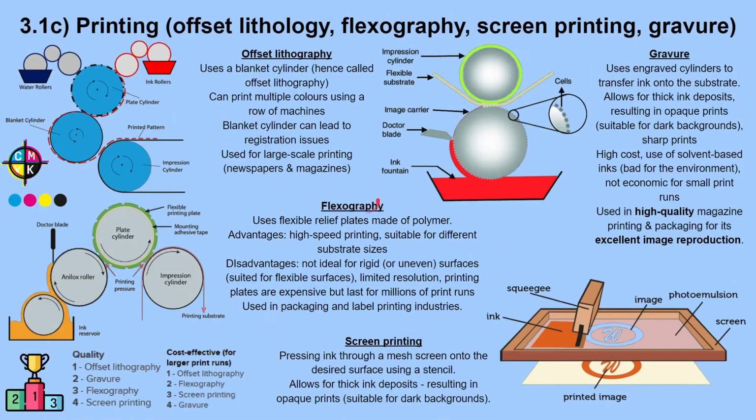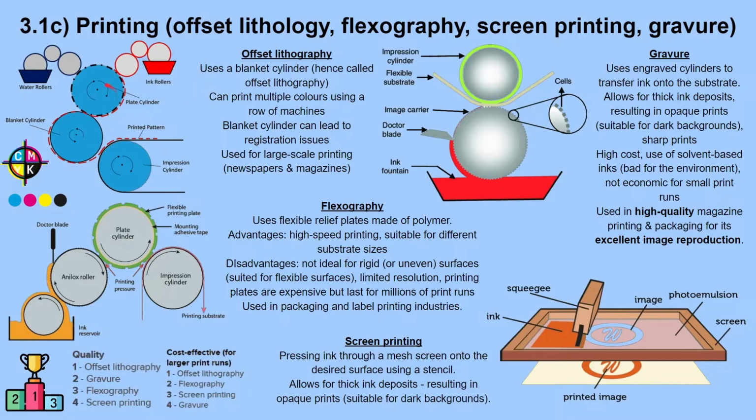So starting off with printing, there are 4 printing processes which you need to know: offset lithography, flexography, screen printing, and gravure. Starting off with offset lithography, this is the one that's most used in mass production. It's the most cost effective for larger print runs. So it uses a blanket cylinder.